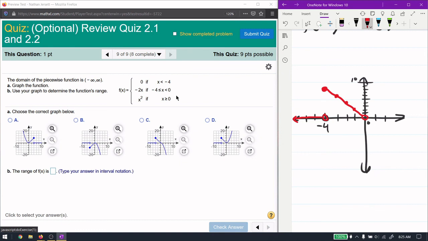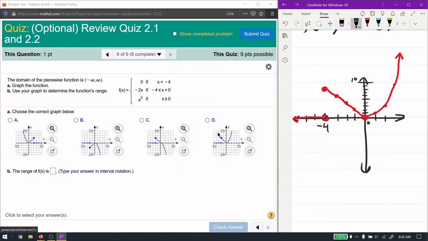That's the second part. The final part is x squared if x is greater than or equal to 0. So we start at 0. 0 squared is 0, so we can close this dot here because x squared does equal 0 at 0. If you plug in 1, because 1 is in this domain, 1 squared is 1. So 1 goes to 1. 2 squared is 4. 3 squared is 9. And we get this graph here. This is called a parabola. That's the final piece of the piecewise function.